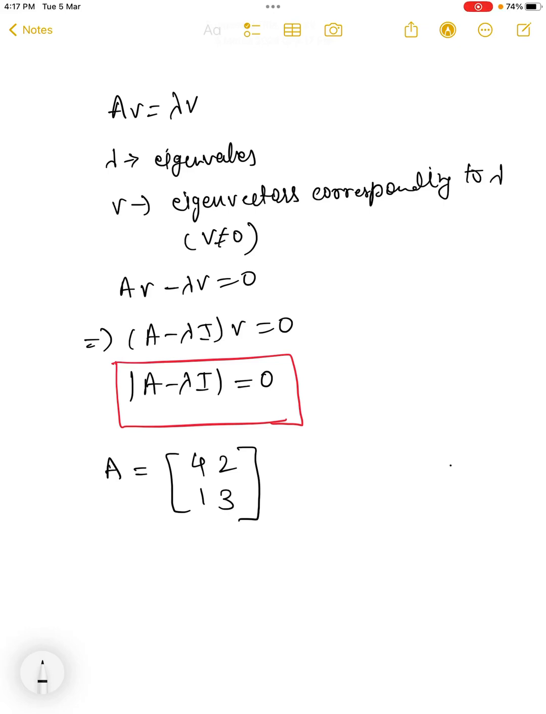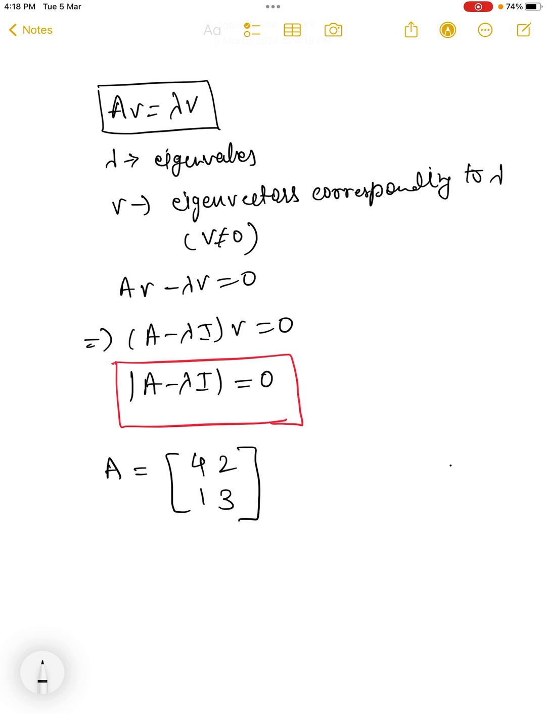In this video we are going to see how we find eigenvalues and eigenvectors of a given square matrix A. Here we have an equation AV equal to lambda V, where lambda is called eigenvalues and V is eigenvectors corresponding to eigenvalues lambda, and V is a non-zero vector.